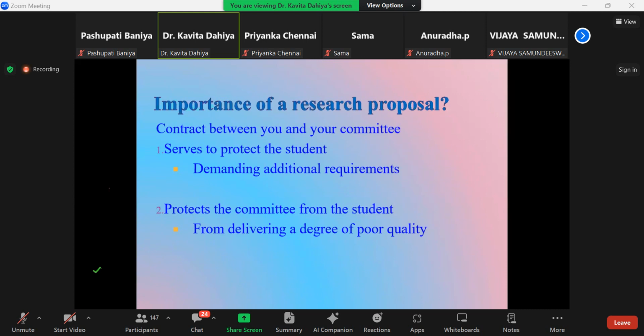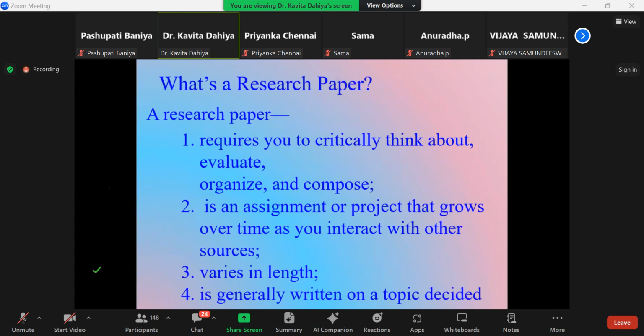So first is to serve and protect the student from demanding additional requirements, and to protect the committee from the student delivering a degree of poor quality.